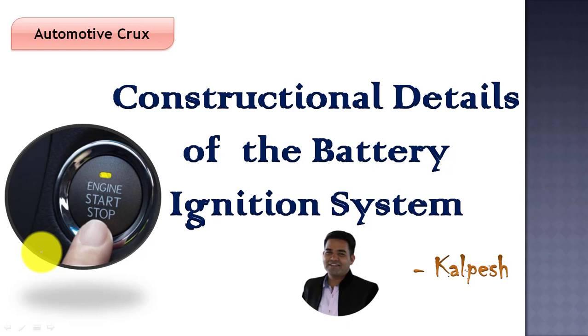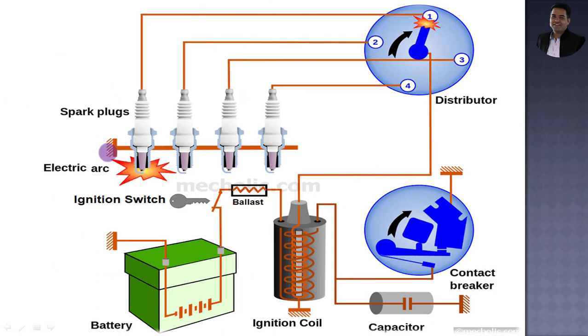In this video, I am going to discuss the constructional details of the battery ignition system. Battery ignition system is utilized for the spark ignition engine, or you can consider the petrol engine. Let's check out what is inside the construction of the battery ignition system. In this picture you can observe the different components which are connected and make the whole battery ignition system.